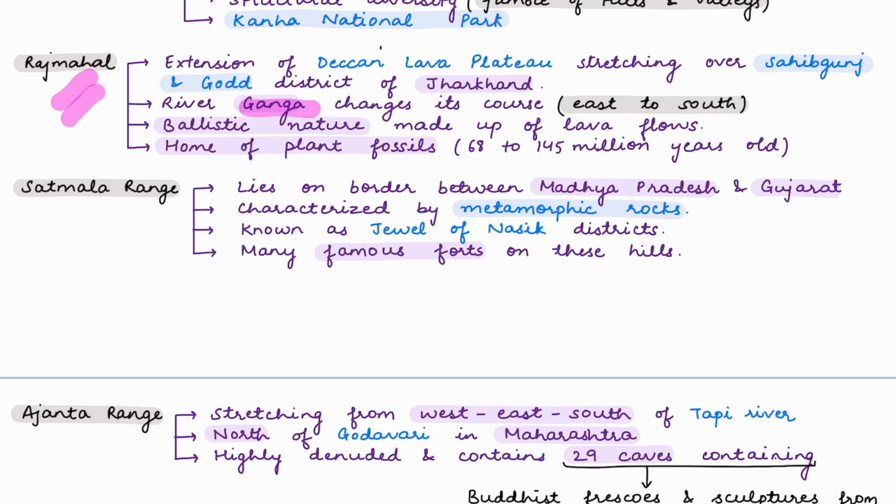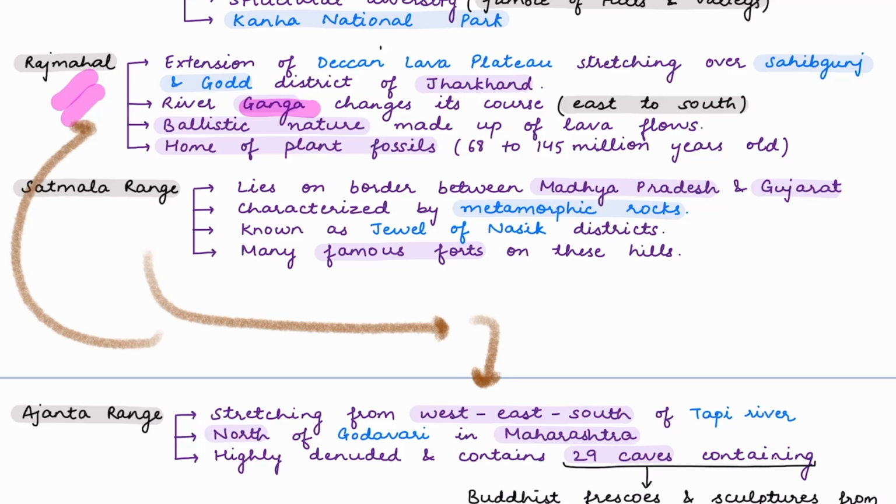Now, you know this already, that Ganga first flows towards the east, and then suddenly it takes a southward turn. This southward turn is taken in Raj Mahal Hills. Also, it contains some very old plant fossils, ranging from 68 to 145 million years old. So it also happens to be an important archaeological site.